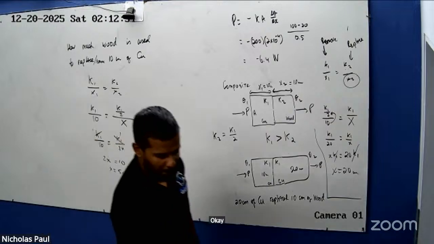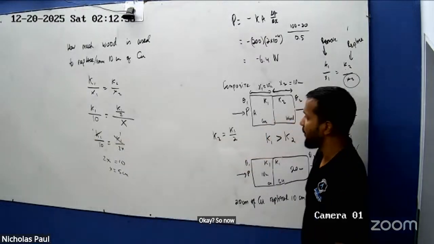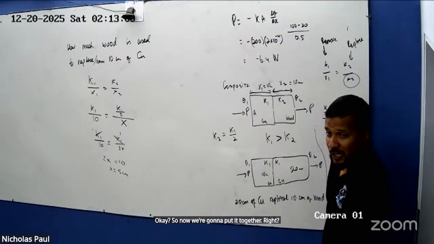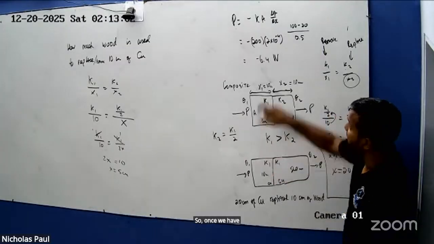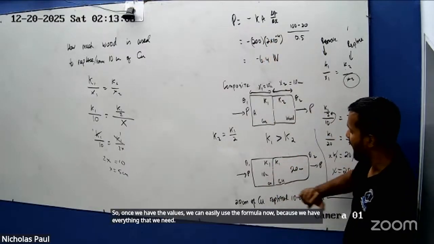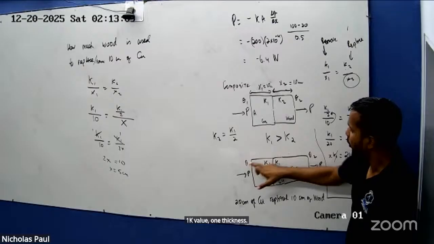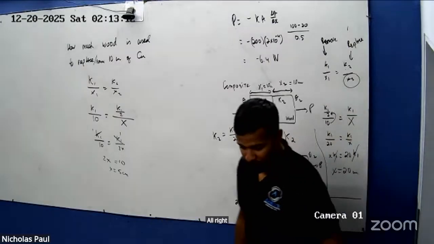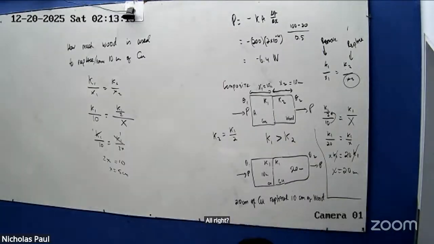Okay. So now we're going to put this together in a full question. Once we have the values, we can easily use the formula because we have everything that we need: 1 K value, 1 thickness, 1 temperature change, 1 area. The same question came about 3 times.